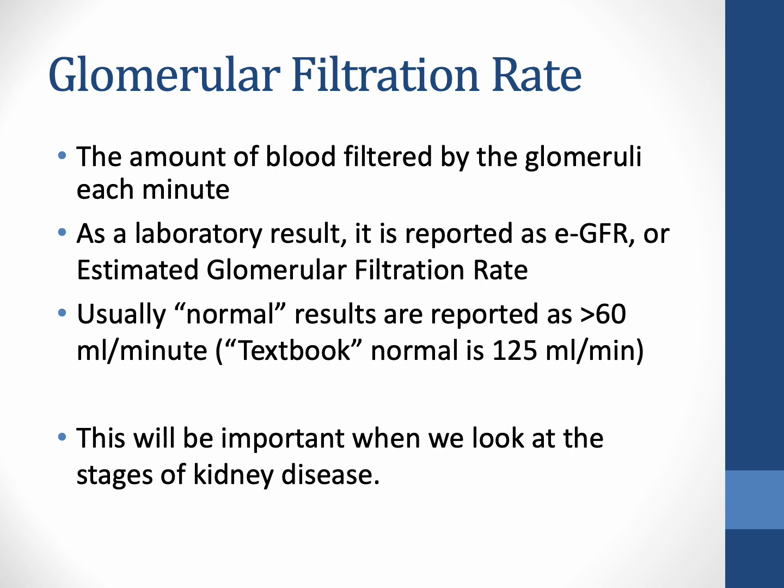The glomerular filtration rate measures the amount of blood filtered by the glomeruli in the kidneys each minute. In laboratory results, it is typically reported as the eGFR, or estimated glomerular filtration rate. A normal eGFR is usually reported as greater than 60 milliliters per minute, though the textbook normal value is 125 milliliters per minute, so take a note of that.